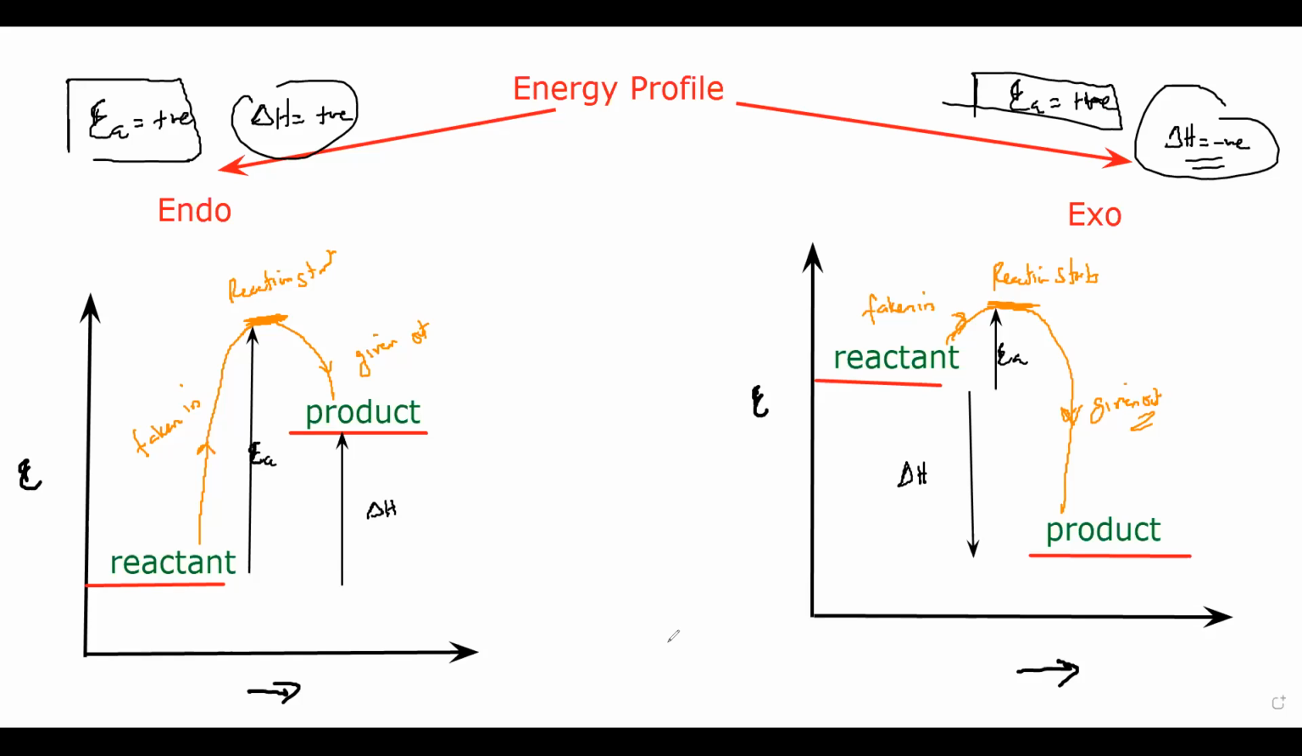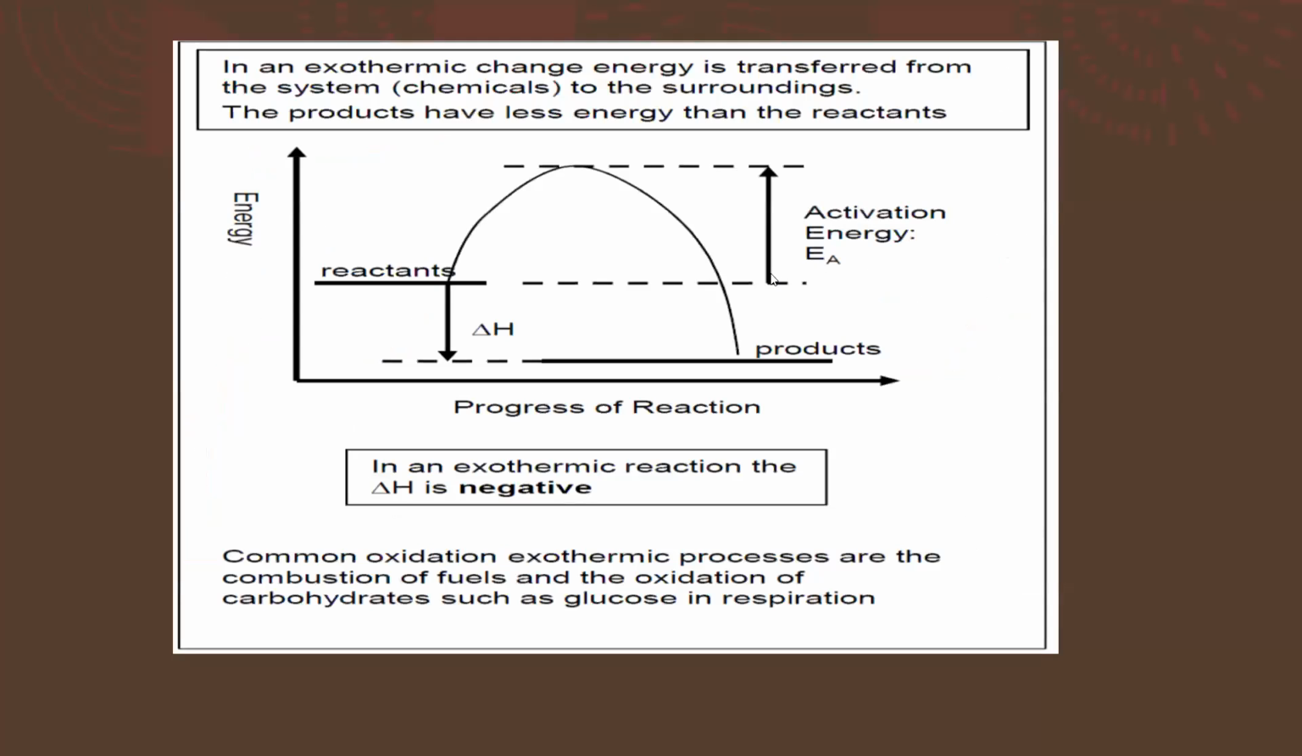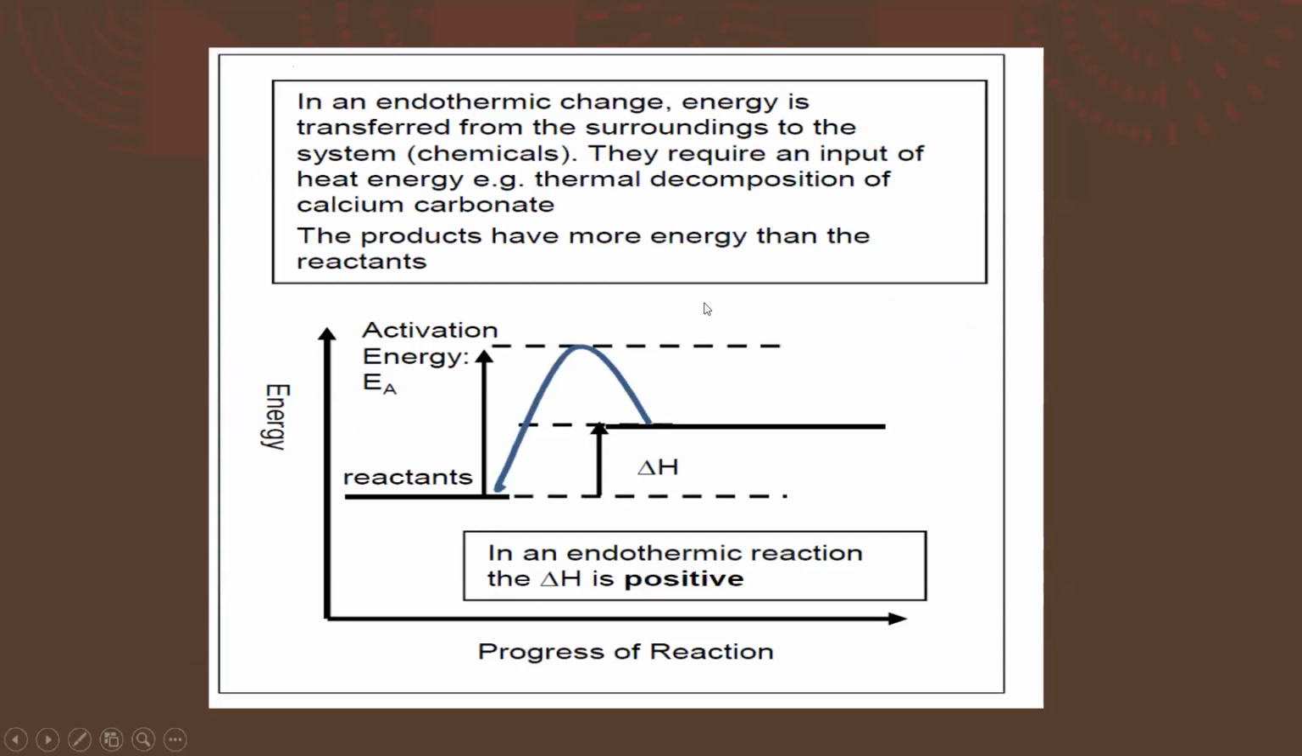Any doubt till this point? So for an exothermic reaction, enthalpy change will be negative and activation energy will be positive. Whereas for an endothermic reaction, the activation energy as well as the enthalpy change will both be positive. Then how can you identify? There are some common reactions you can simply identify as exothermic or endothermic.